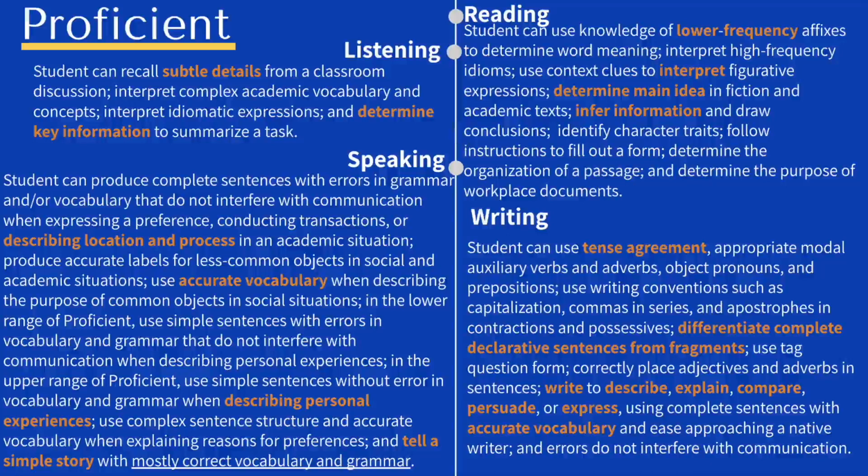And for speaking, they can describe those locations and processes. They can use accurate vocabulary. They can describe personal experiences, and they can tell simple stories. But look at that, the part that I underlined next to tell a simple story says with mostly correct vocabulary and grammar. So they are almost there.